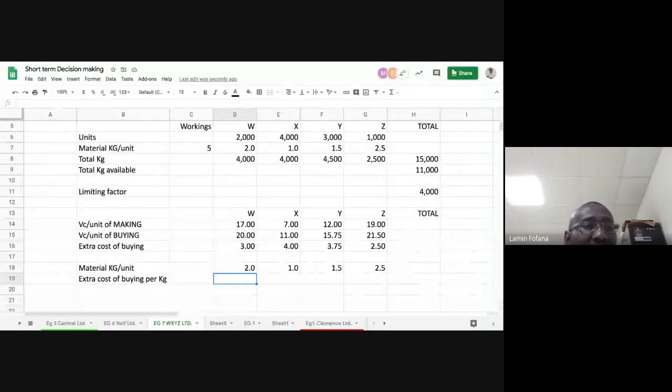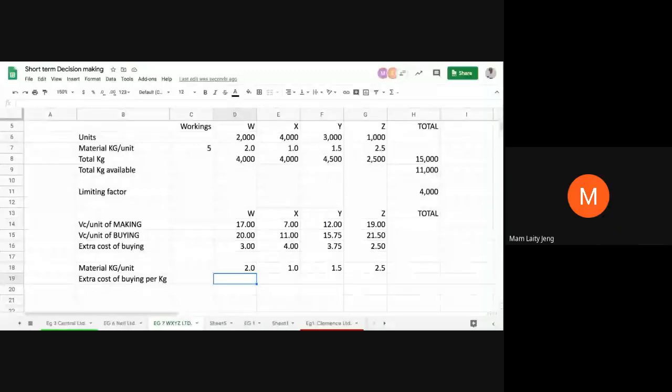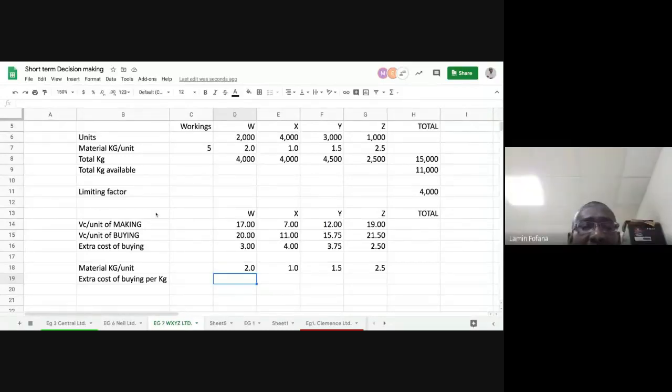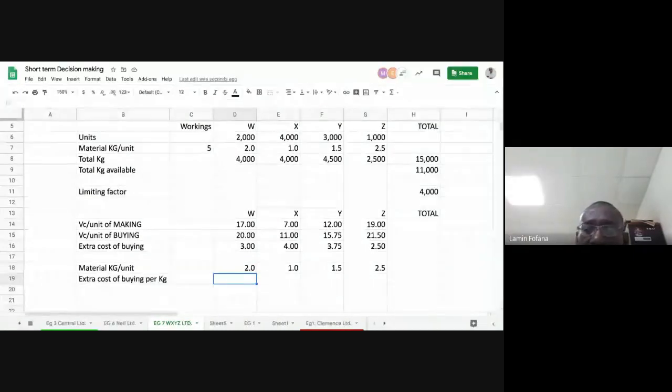Extra cost of buying per kilo. How do we calculate it here? Are you with me? Yes, you want to try, Hadi? The extra cost of buying per kilo is very simple. It's the extra cost of buying divided by the kilo per unit. So that equals the extra cost of buying divided by that.